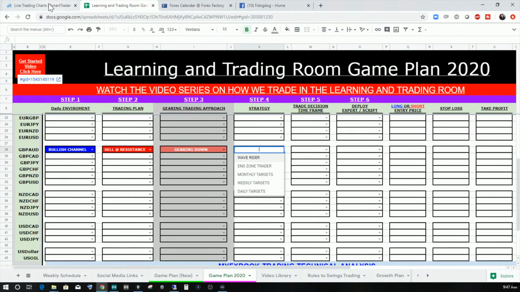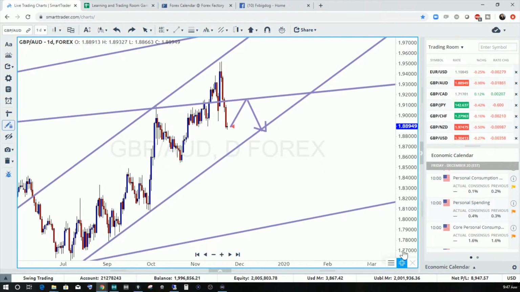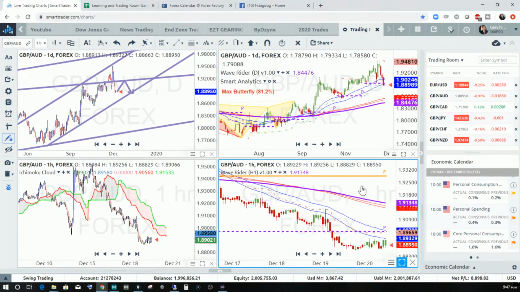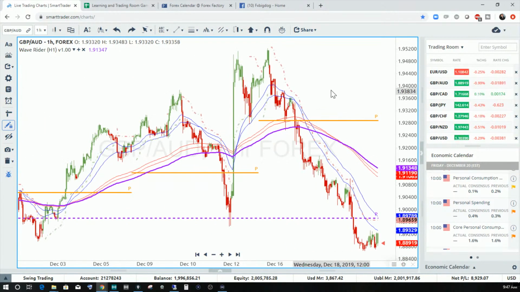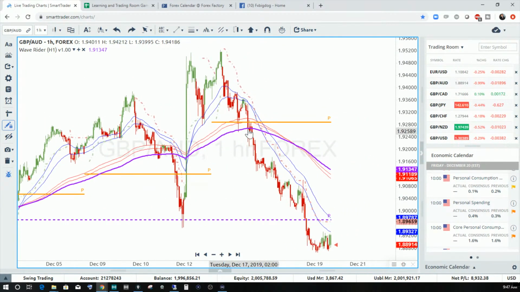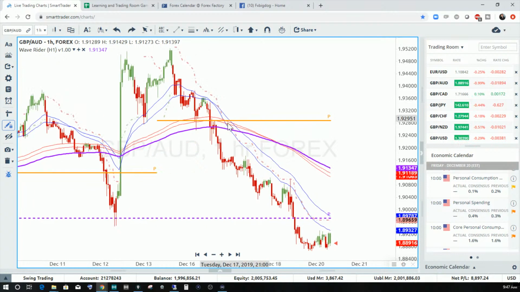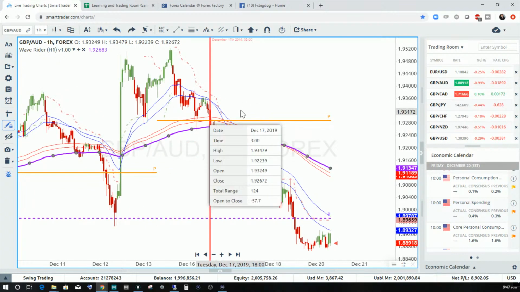You see we got Wave Rider right here. A Wave Rider would be something like this, just to give you an idea of what it looks like. So we would have had a sell opportunity down here, and traders in my trading room know what that means. It would be a sell opportunity right on this candle. So the 17th looks like a little early entry point here at 3 o'clock in the morning.